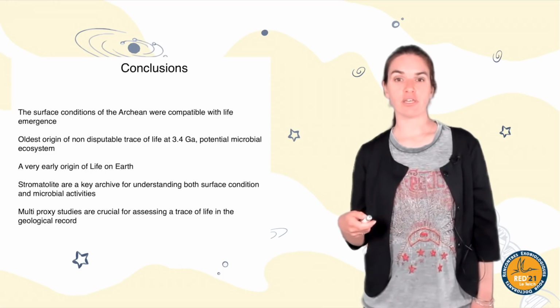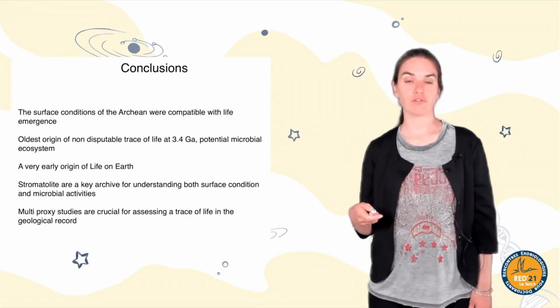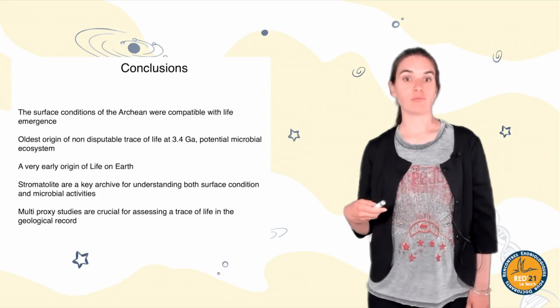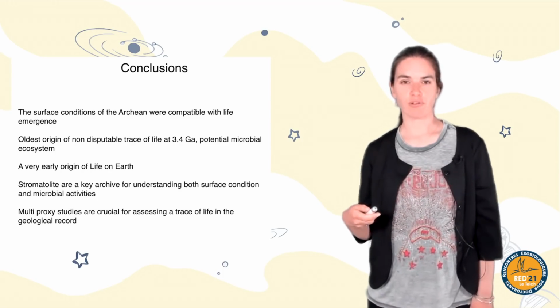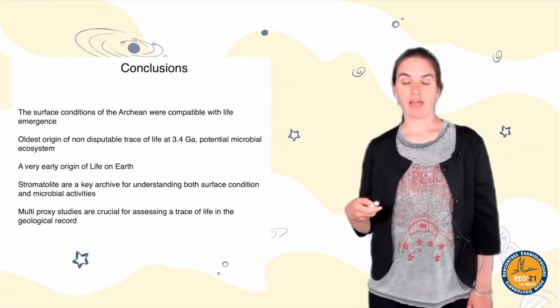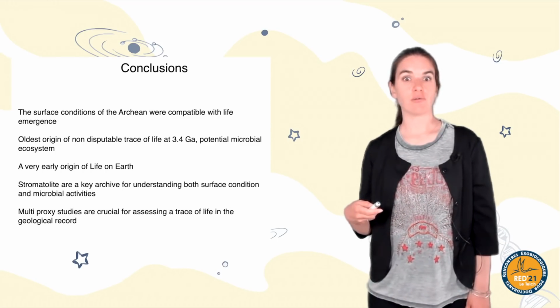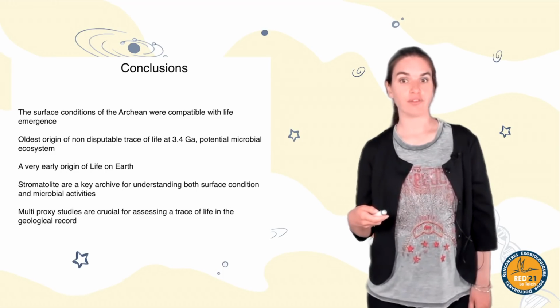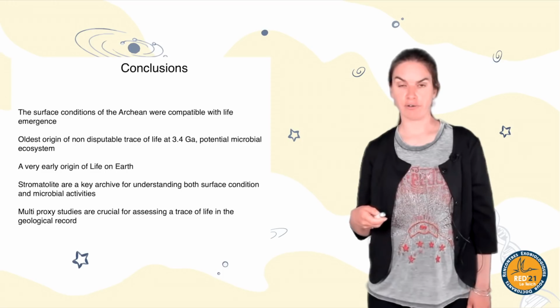And stromatolites are a key archive for understanding both surface conditions and microbial activity, because they are formed in a shallow water environment. And I hope that I showed you that we need a multi-proxy study and various criteria to assess what is a trace of life in the geological record.